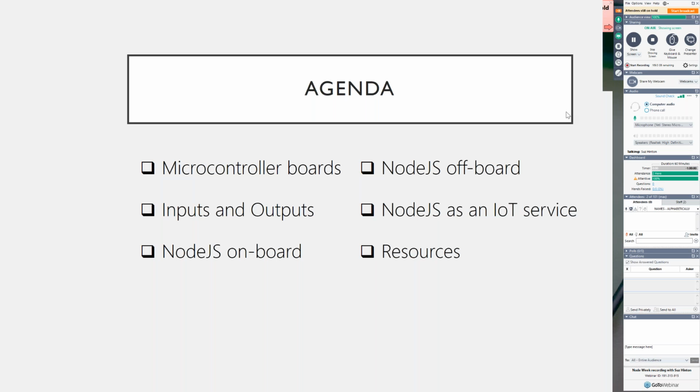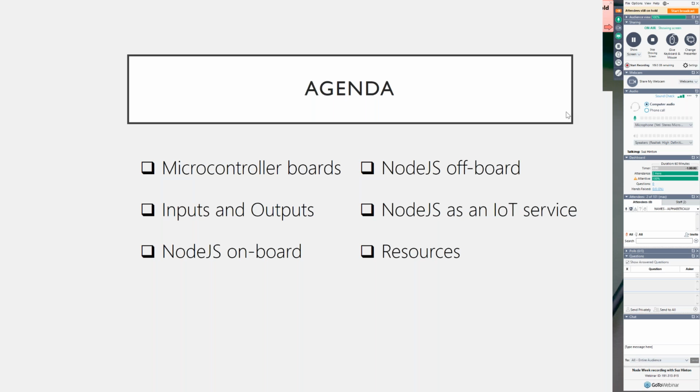Then I'll take you through 3 different approaches that you can use to use Node.js with robots and electronics. The first one will be Node.js on the board itself, on the microcontroller. The second one would be Node.js off the board, so that could be running on your local machine, but it's controlling the hardware. And you can also use Node.js as an Internet of Things service, which is a slightly more advanced example, but I wanted to show you some of the more involved stuff that you can do once you're used to doing some of the more introductory stuff.